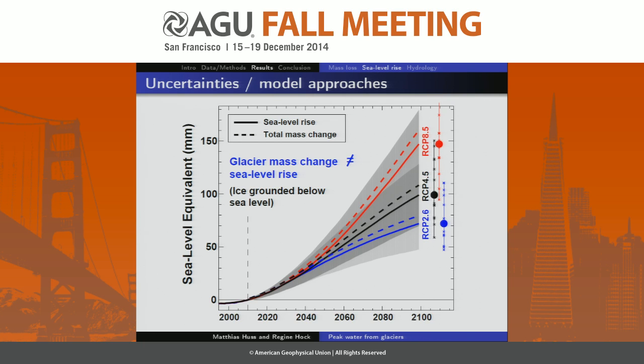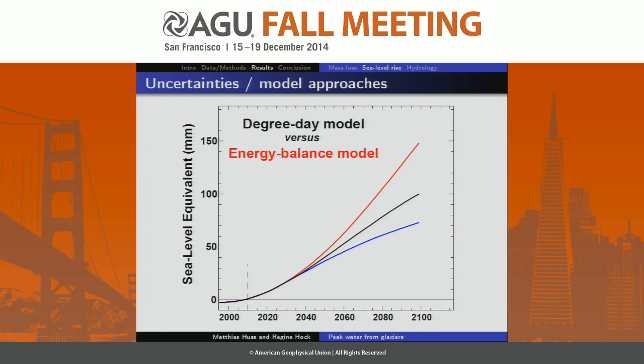So not all glacier mass loss contributes directly to sea level rise, because a considerable portion of glacier ice is presently grounded below sea level for glaciers flowing into the ocean, and this actually reduces the sea level rise by about 10%. This was not included in studies in the IPCC report, but is possible due to the actual geometry prescribed in this study.